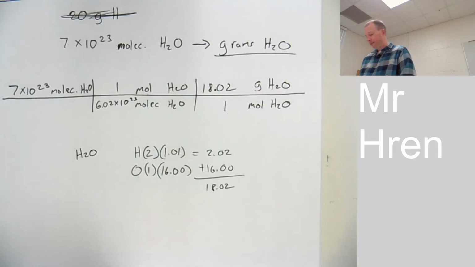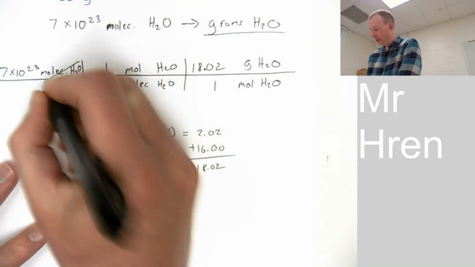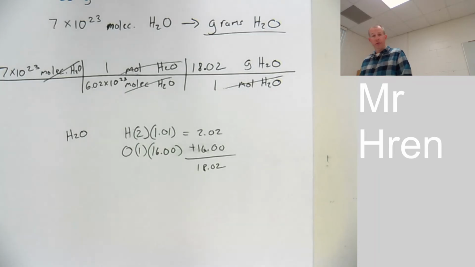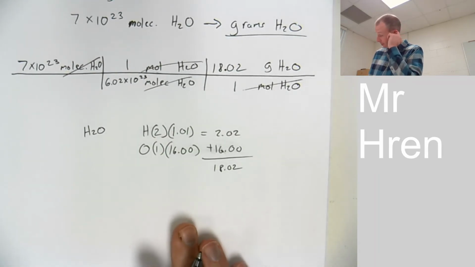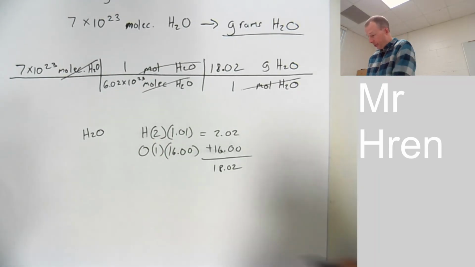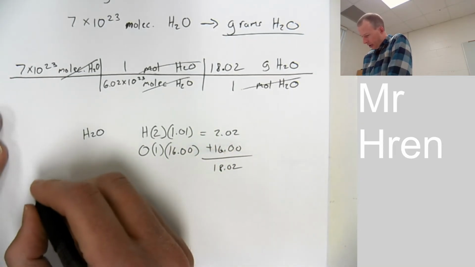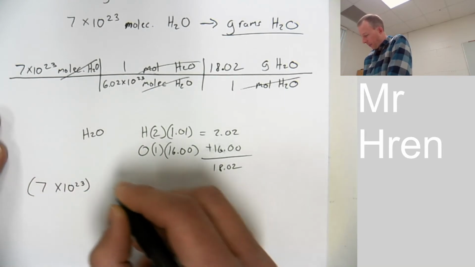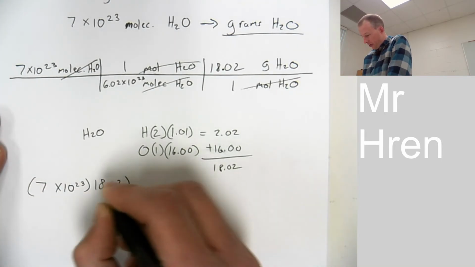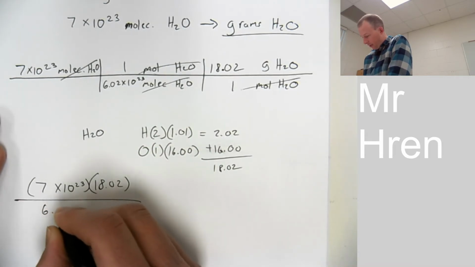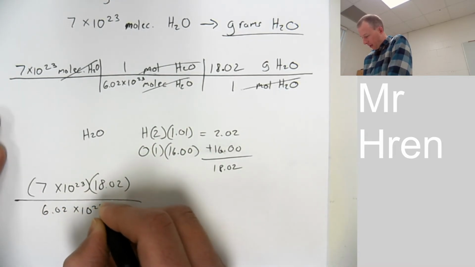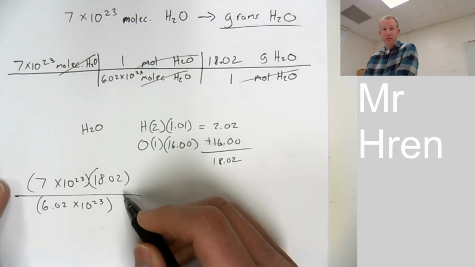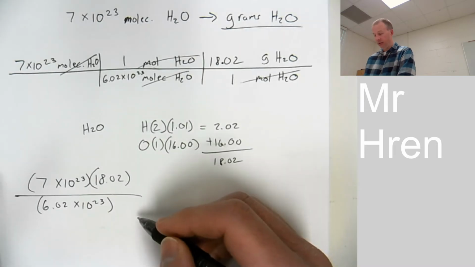All right. So you'll cancel out your units. You're left with grams of H2O there, which is what you want. And pretty much now, let's show the math. So the math here in this case is 7 times 10 to the 23rd times 18.02 divided by 6.02 times 10 to the 23rd. You don't have to write this part. This is just me showing you what the math equates to here.